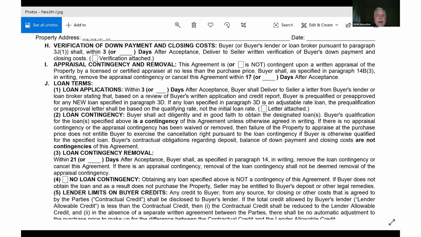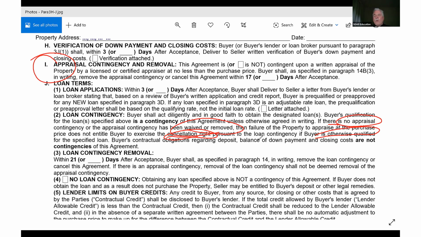So buyer's qualification is a contingency unless otherwise. If there is no appraisal contingency, remember up here, or the appraisal contingency has been waived or removed, then failure of the property to appraise at the purchase price does not entitle the buyer to exercise cancellation rights pursuant to the loan contingency if the buyer is otherwise qualified for the loan.